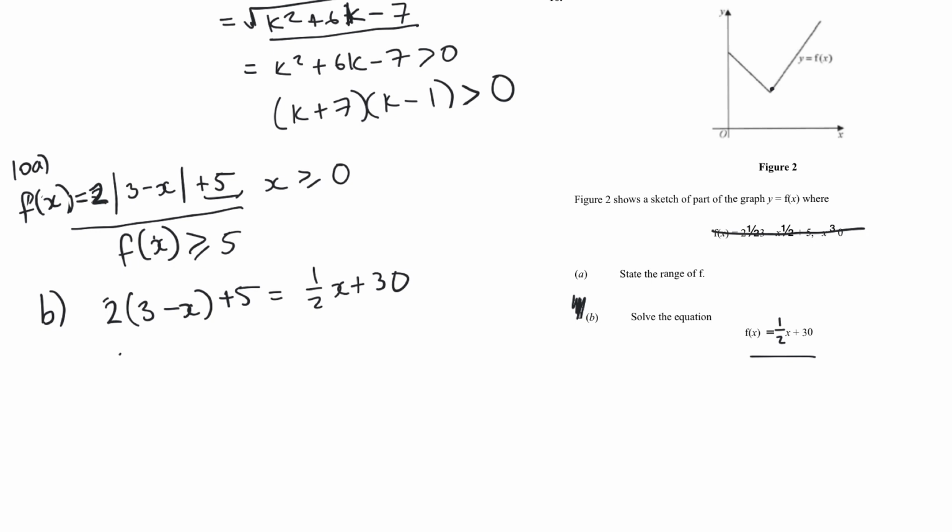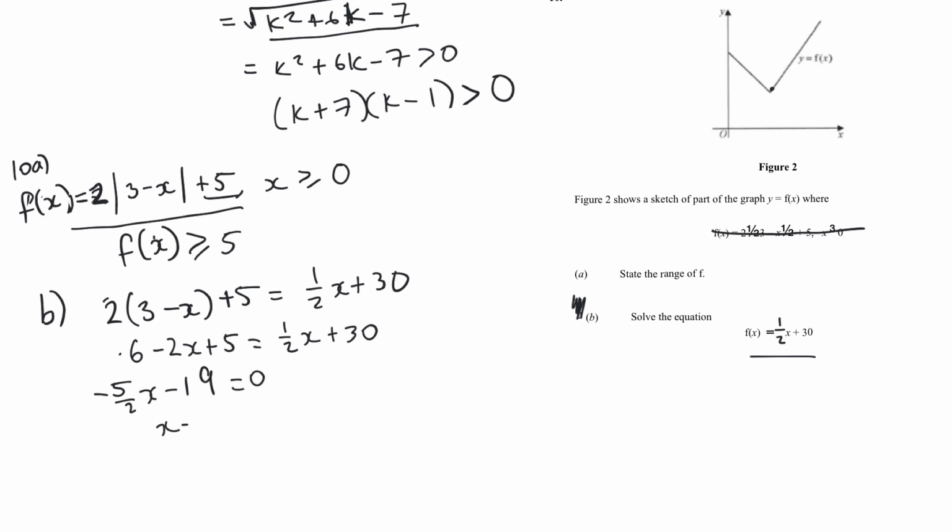So we're going to expand this one normally, which would be 6 minus 2x plus 5 equals half x plus 30. Bring everything to one side. So 6 plus 5 will be 11, and then 11 minus 30 will be minus 15. And then the minus 2x minus half x will be minus 5 over 2x. And then it was minus 19 equal to 0.